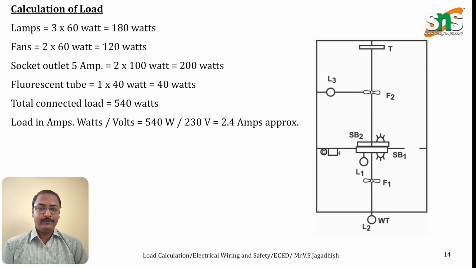This is divided by 230, which is the single phase voltage from the main line to the residential building. It is a single phase line, so we are taking it as 230. If it is a 3-phase line, we have to convert accordingly, and take the voltage of 440 or a different value according to the phase it is connected to. So when you divide 540 by 230, we have approximately the load in terms of amps, that is 2.4 amps.